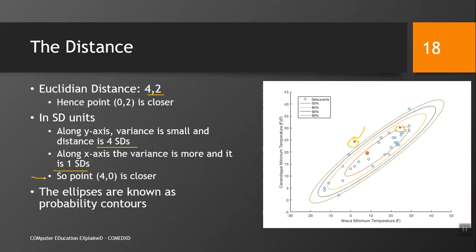So the point (4, 0) is closer if we consider the Euclidean distance, but if we consider the standard deviation distances, then this point is closer. Here I write E to mean Euclidean and S to mean standard deviation. So if we measure the distance in standard deviations, then this red point is closer to the mean. However, if we measure the distance in Euclidean terms, this point is closer to the mean. The ellipses are known as the probability contours, right?